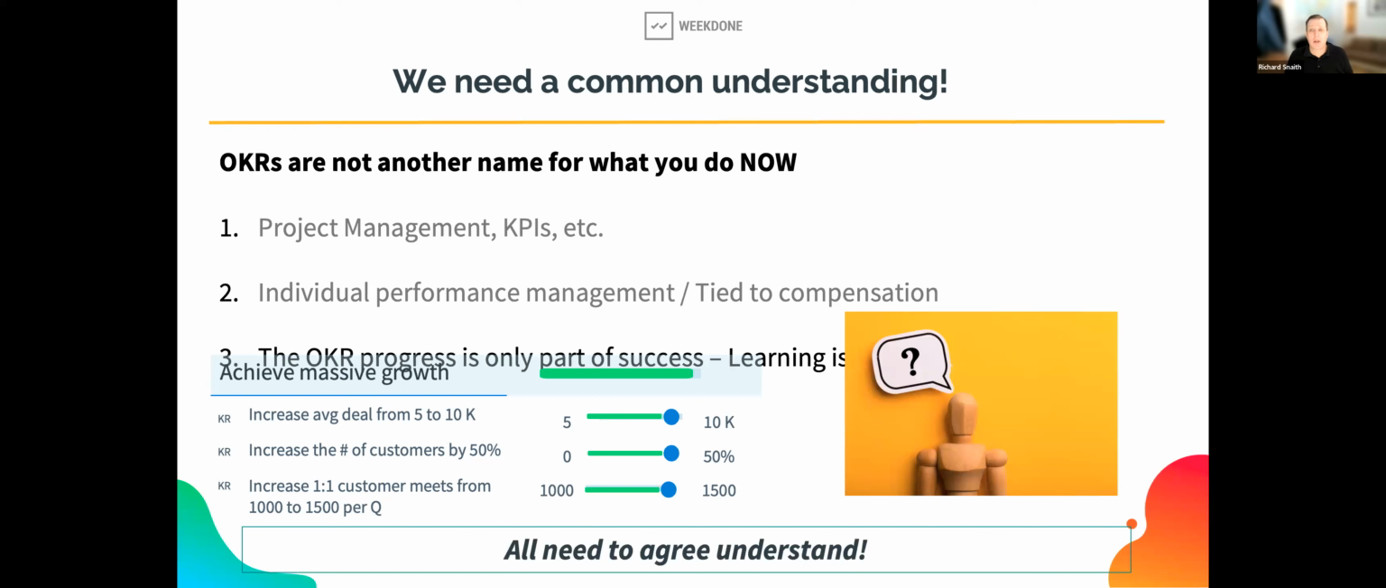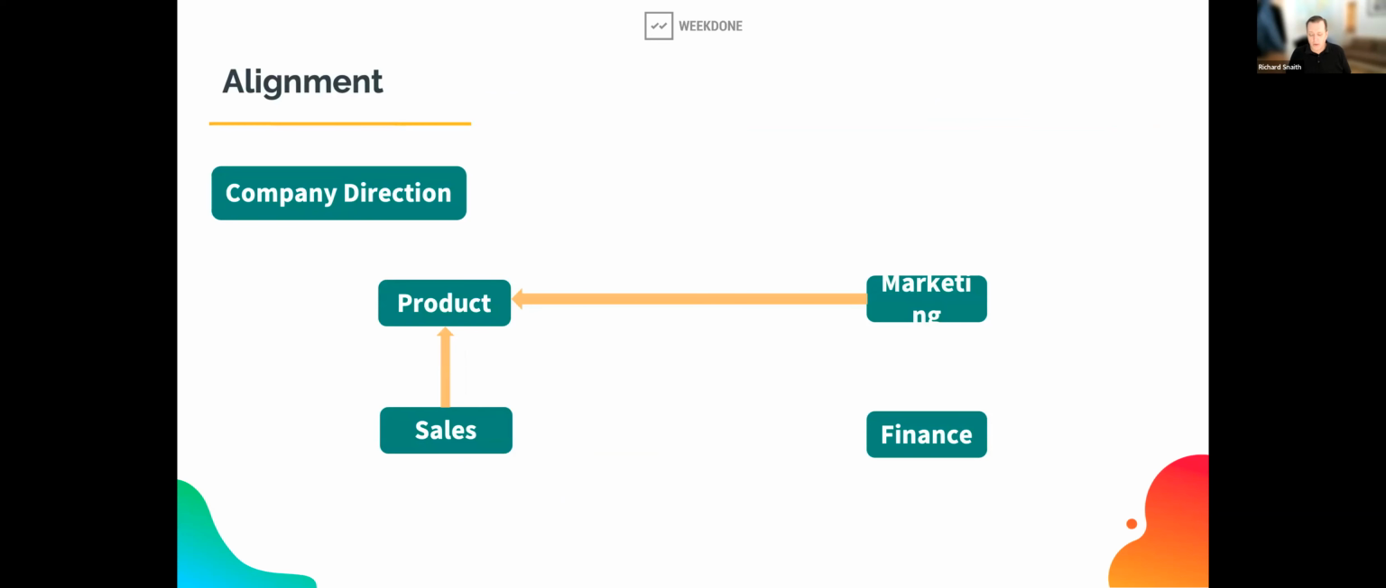We basically all need to agree to understand. We need to have that agreement to make sure. The other one is alignment. So basically, a common issue is people think about alignment in very different ways.